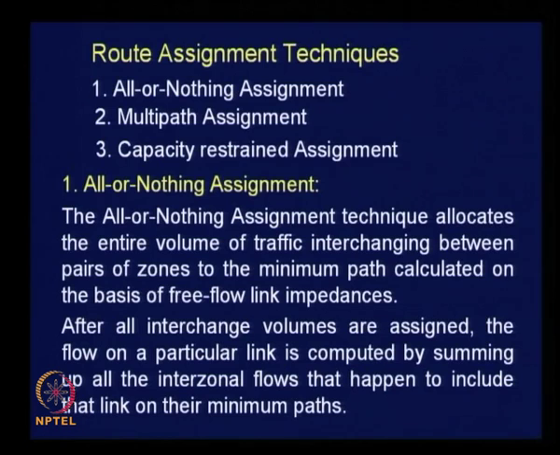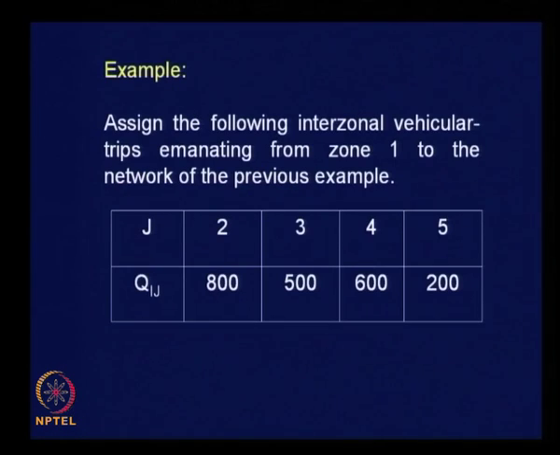After all interchange volumes are assigned, the flow on a particular link is computed by summing up all the interzonal flows that happen to include that link on their minimum paths. It is a very simple methodology. Let us take a small example.